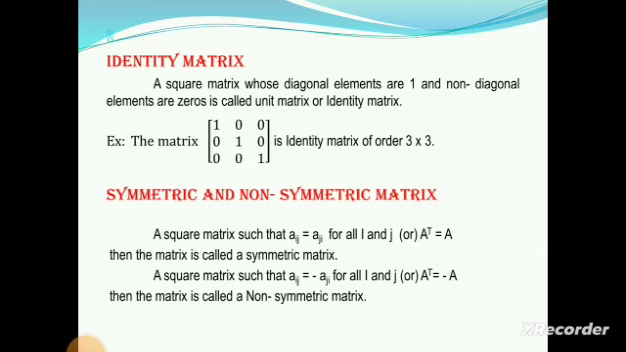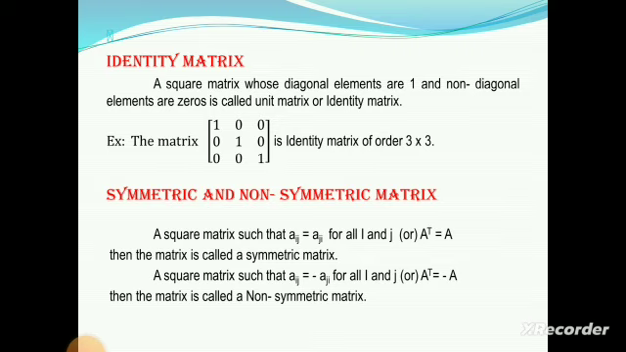We already know what a diagonal matrix is. A diagonal matrix means the leading diagonal elements can be any value, but all the other elements must be 0. If the diagonal elements are 1, then it is said to be the identity matrix. So we can have the example of an identity matrix of order 3 cross 3. You can see that the diagonal elements of this matrix have only the number 1 and the other values are 0.